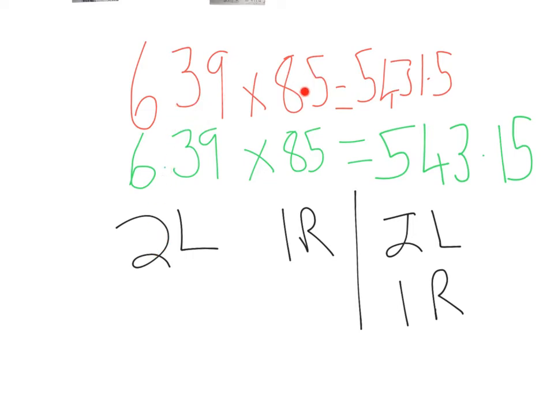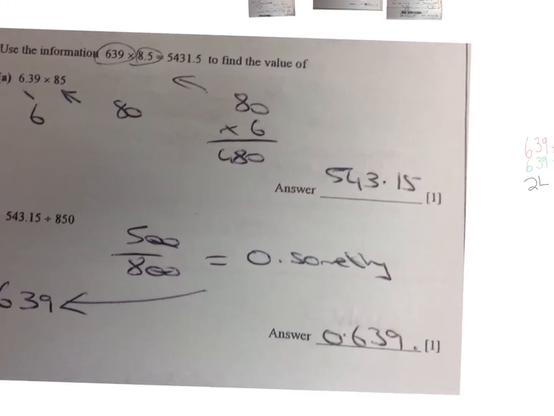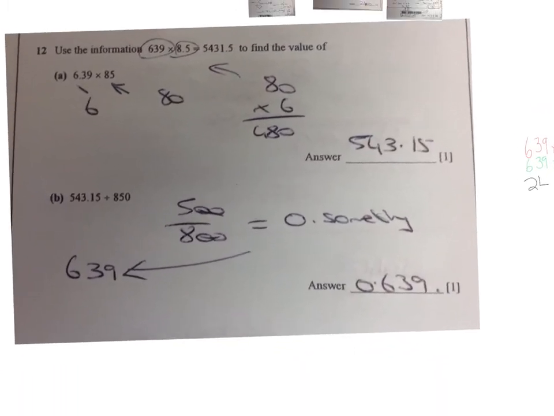The decimal, which was here, has now moved to here, so that's 1 to the right. So for your answer, your decimal must move the 2 to the left, and then the 1 to the right, to end up at 543.15. That's how a lot of people do it. I don't mind which way you do it. Sometimes that may be a bit easier than this way here. It's very much a preference.